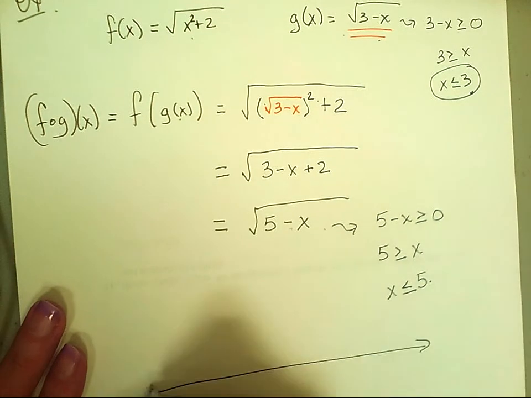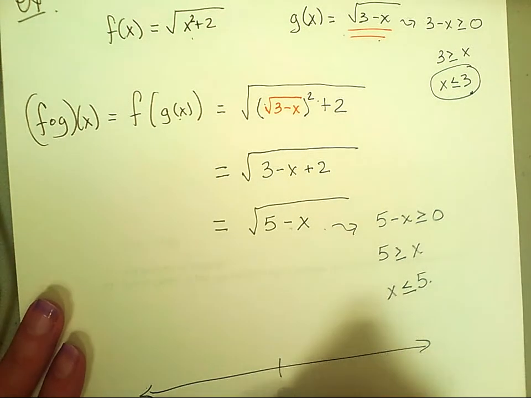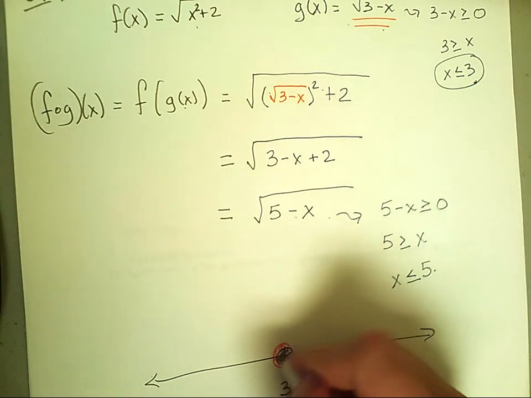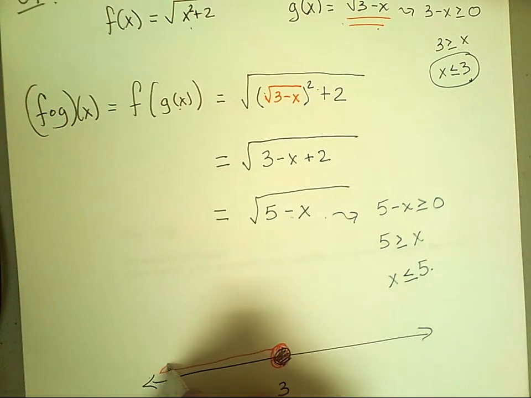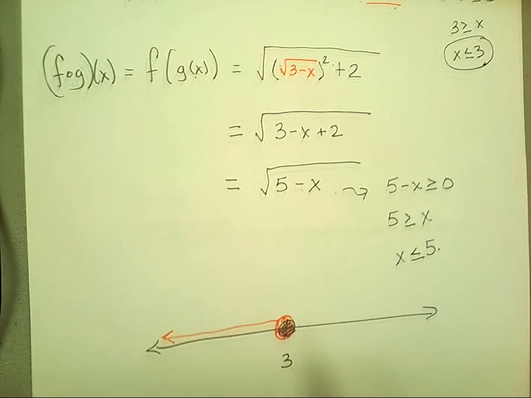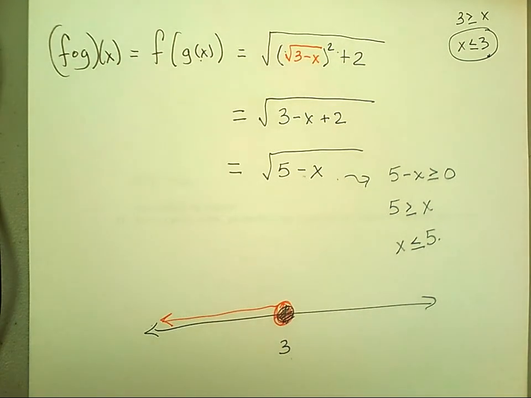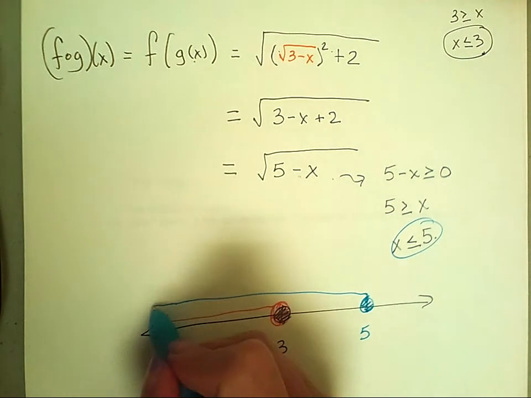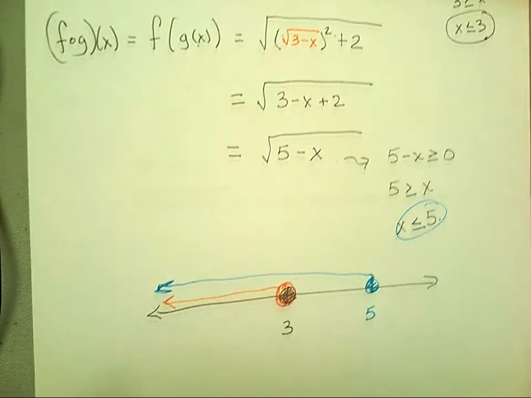Now this restriction has to meet that restriction. Okay. So our input, let's do this in orange. So our input, x has to stay less than or equal to 3. Now from here, we would say x has to be less than or equal to 5.